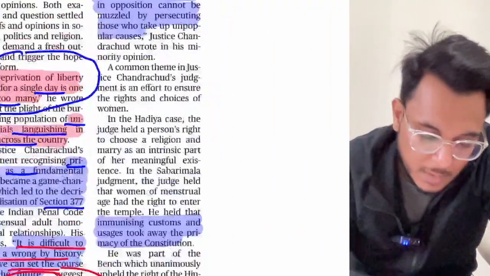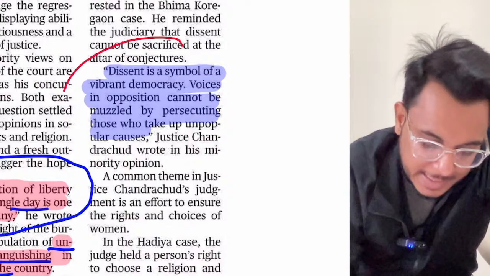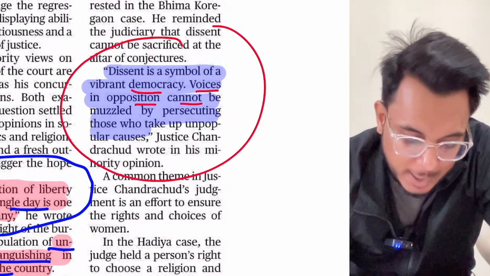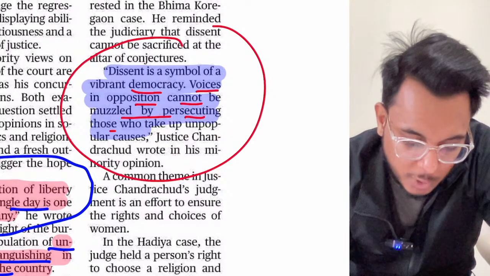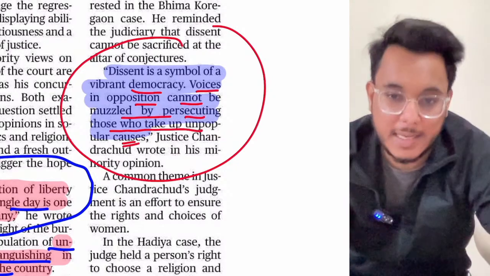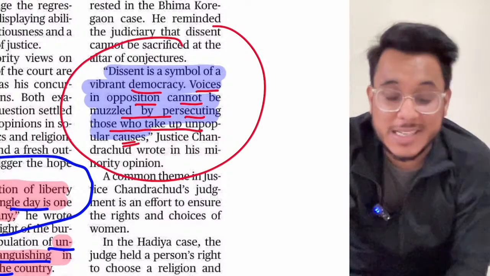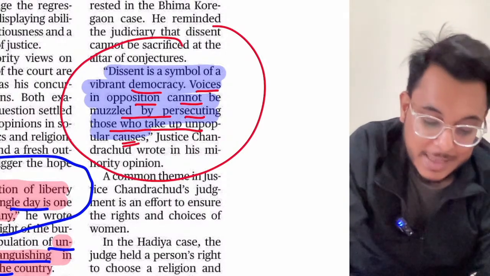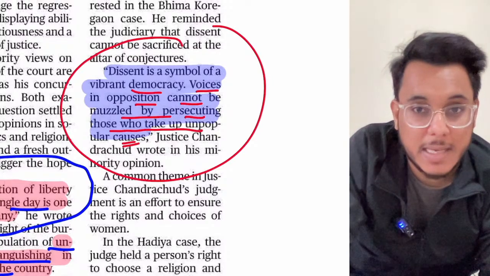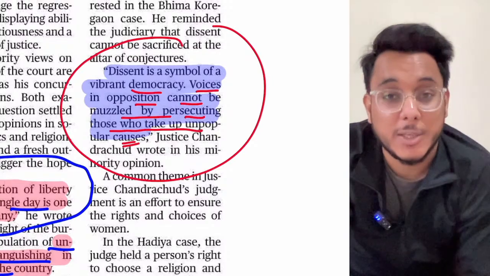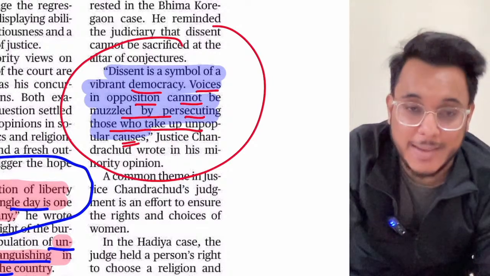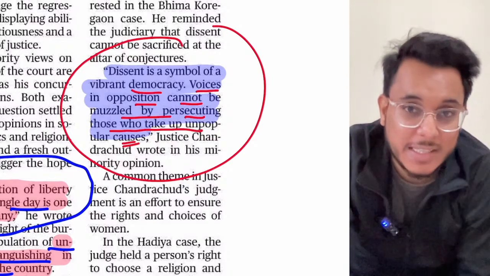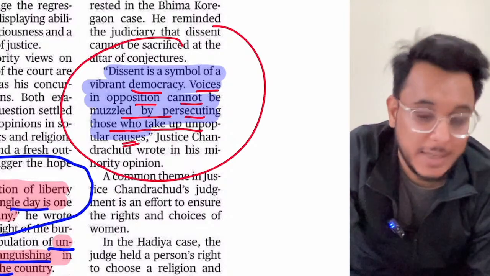Then he said that dissent is a symbol of vibrant democracy. Voices in opposition cannot be muzzled by persecuting those who take up the unpopular cases. He said that just because a viewpoint is not popular, you cannot muzzle it. Some people take the unpopular cases, some people put forward those causes which are not liked by the majority. To criticize and condemn such people is not correct.